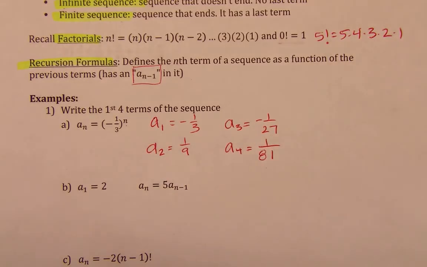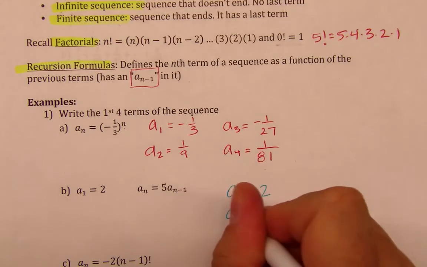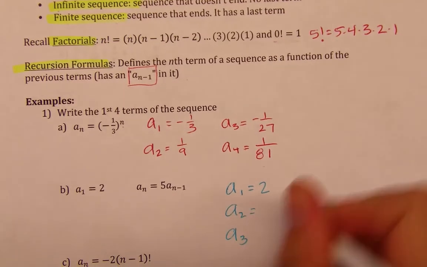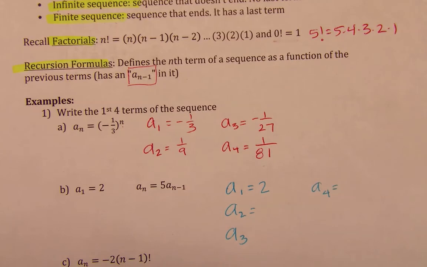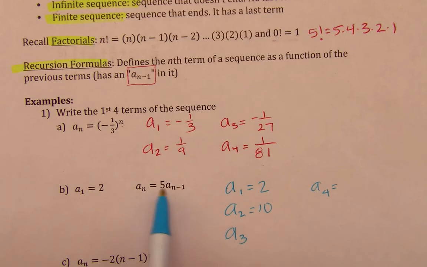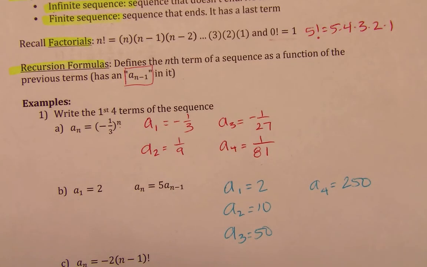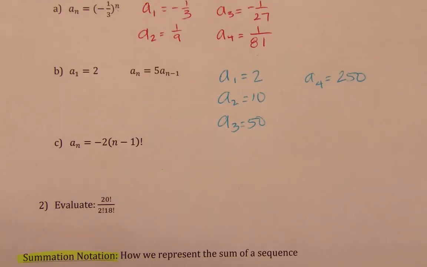Okay. For the next one, we're doing the same thing, but we already know the first term. A sub 1 is equal to 2, a sub 2, a sub 3, and then we'll find a sub 4. And we need the term before it. So if I'm finding a sub 2, I need the term before it, a sub 1, and then we're multiplying by 5. So 2 times 5 is 10, and then 10 times 5 is 50. And then 50 times 5 is 250. Okay. Down to our next example.